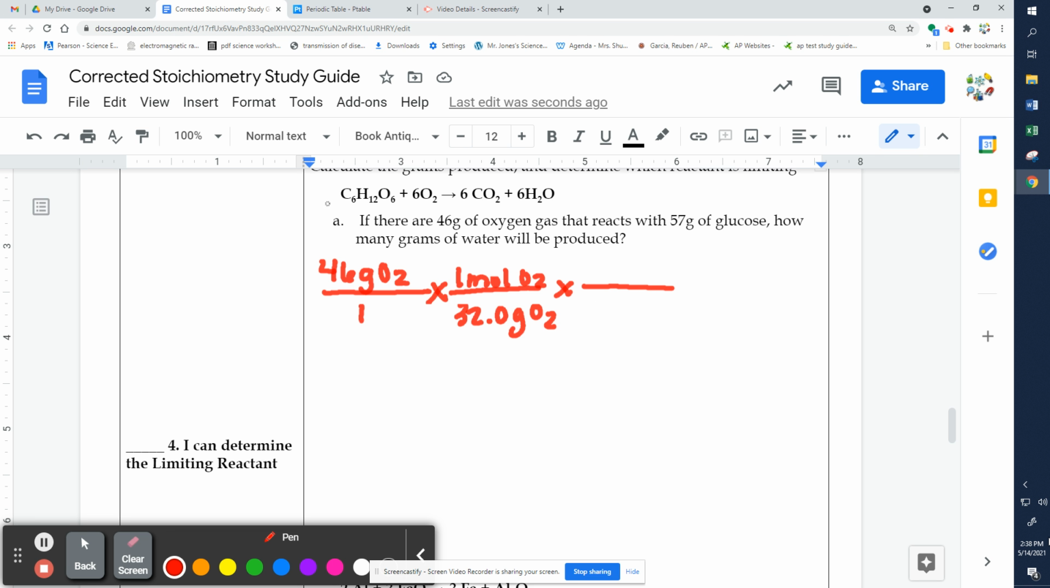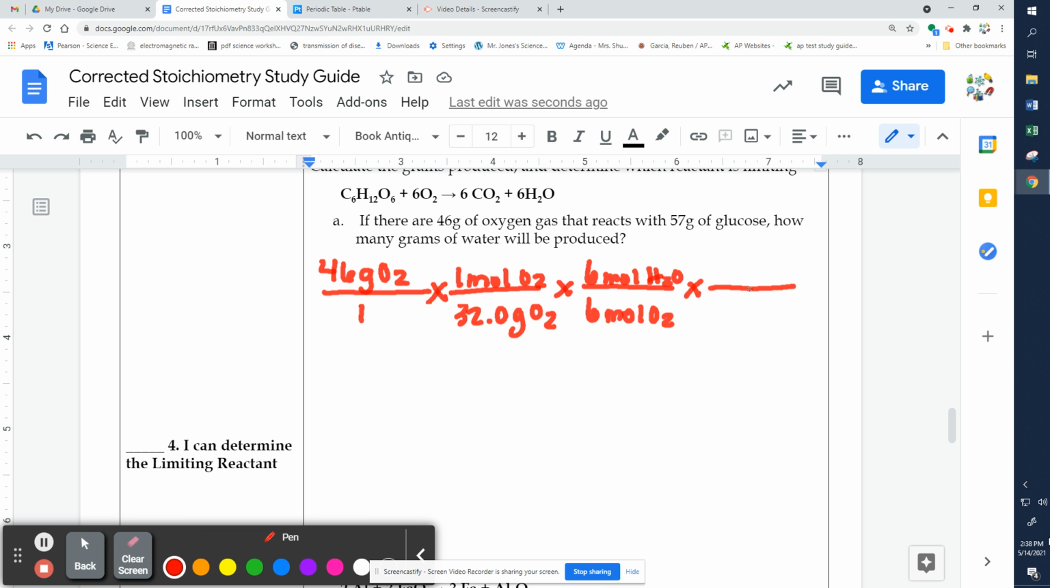Then we need to look at our coefficients to get our mole ratio. Moles of O2 is on bottom. So we have 6 moles of O2. Remember, those have to cancel out, so those have to be the same. We are going to, how many grams of water would be produced? If I look in front of my water, that is a 6 as well. So this is 6 moles of water.